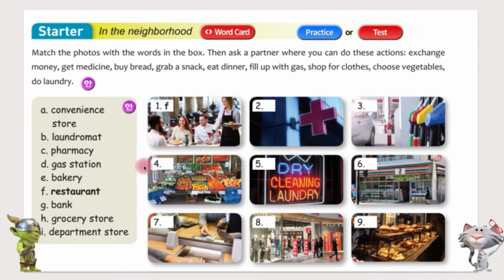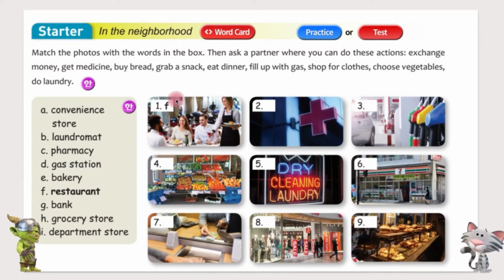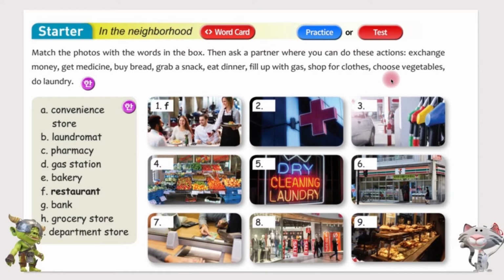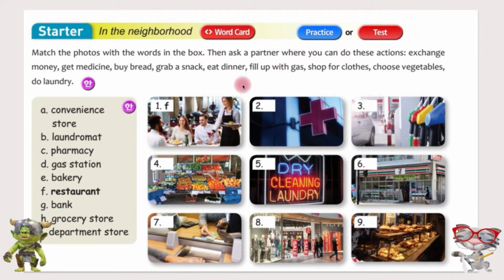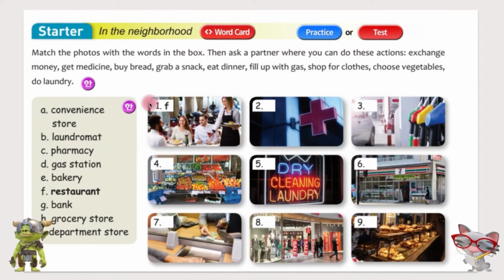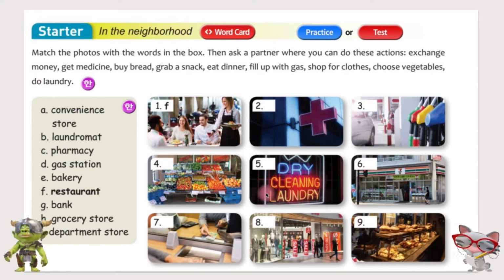And number 4? My favorite place. I thought it was the convenience store. I like all eating places. Someone is hungry. So what do you do at the grocery store? At the grocery store, I choose vegetables. Choose vegetables, and you would then buy vegetables at the grocery store. All right, number 5. What will you do at the laundromat? At the laundromat, I will do laundry. Do laundry, yes. Of course, if it's dry cleaning, someone does it for you. So I guess that's a nice laundromat.